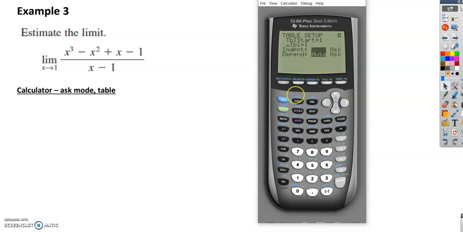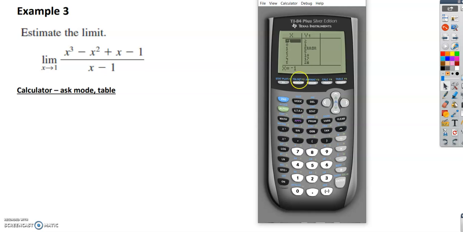So here I go to my table, second graph, oops, I graphed it anyway. Sorry, second table, there we go. Obviously at 1, I have an issue because if I plug 1 in, I get a 0 on the bottom. But if my table's set up this way, I can only see 0 and 2, which aren't really that close to 1, right? I need to see things like 0.9999.